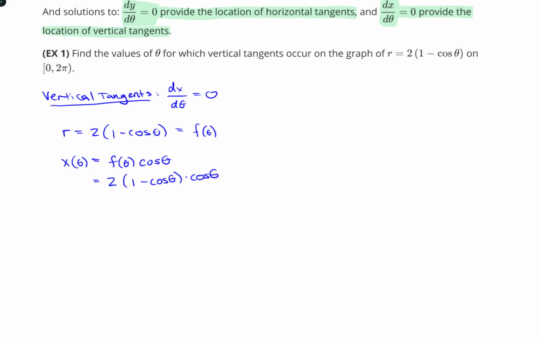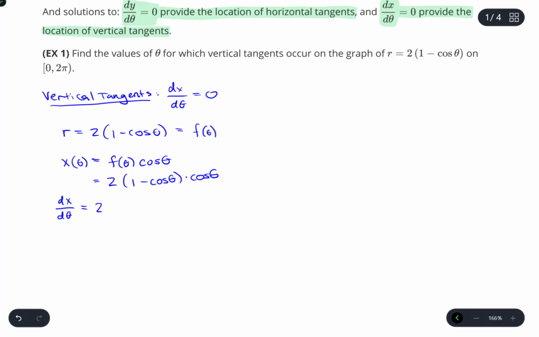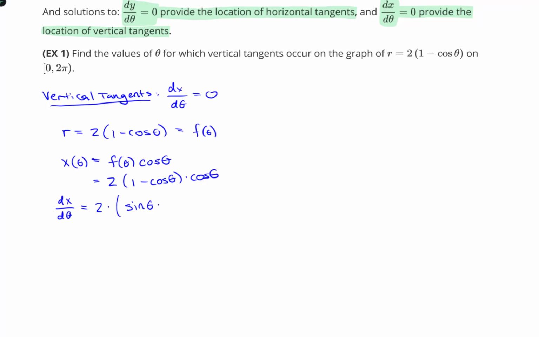And then to find the derivative of this function, I'll call that dx d theta. You don't technically need to memorize the rule that I've stated above, you just need to understand that it's telling you that you have to use the process of the product rule to get the derivative. So to get the derivative of this function, I'll put the 2 off to the side, and then it's the derivative of the first, so the derivative of 1 is 0, the derivative of negative cosine would result in positive sine. And then it's going to be times the second function, which is cosine theta.